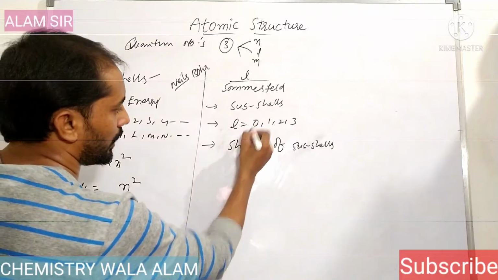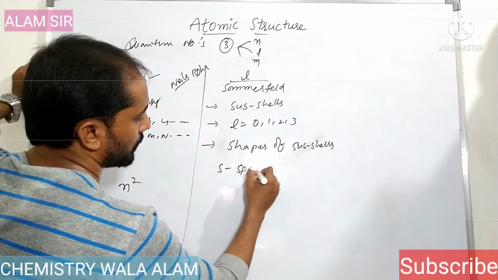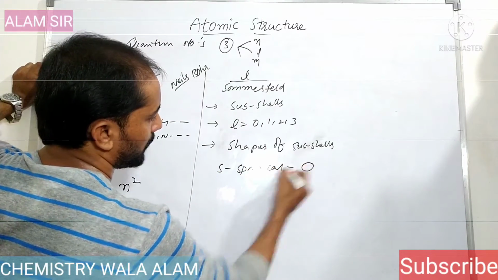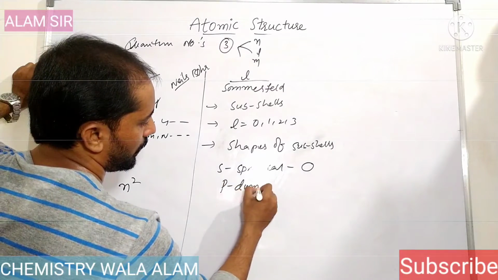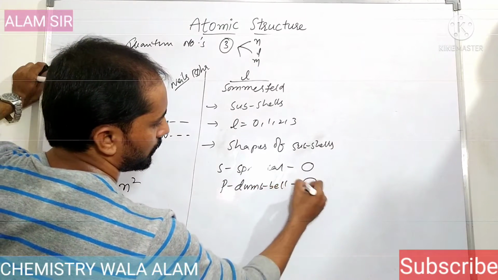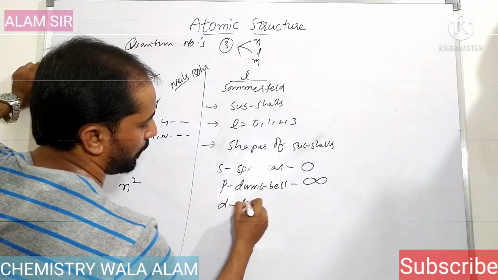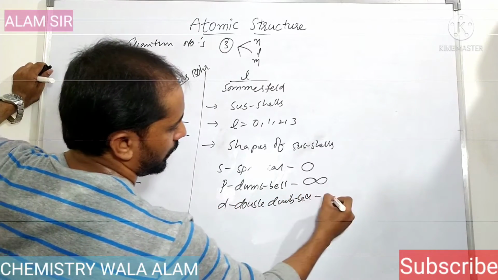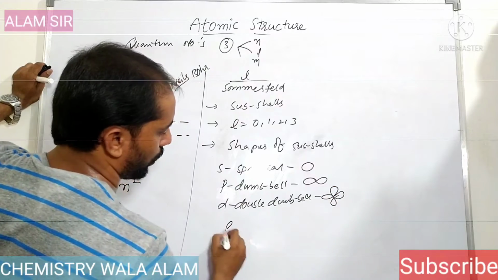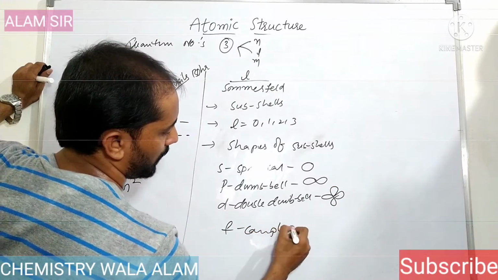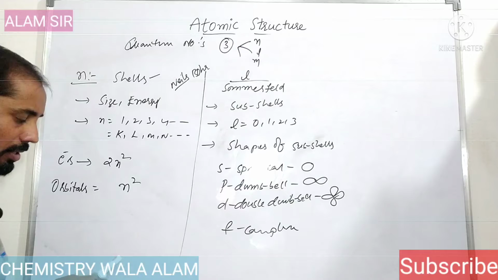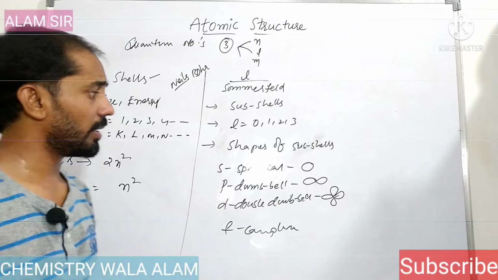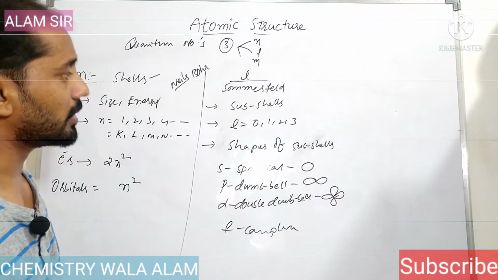For the subshells, s is spherical, p is dumbbell, d is double dumbbell, and f is complex. These are the main points regarding the subshells.